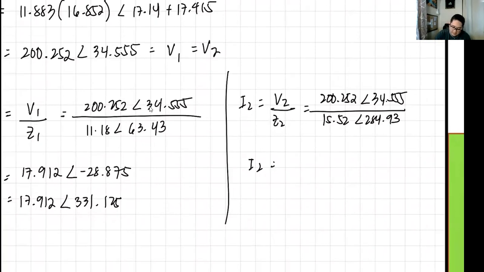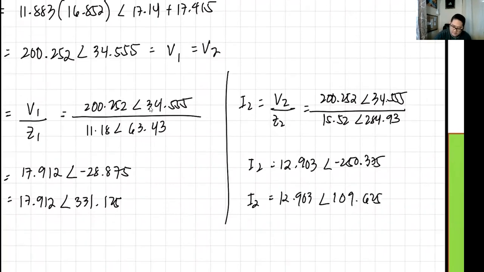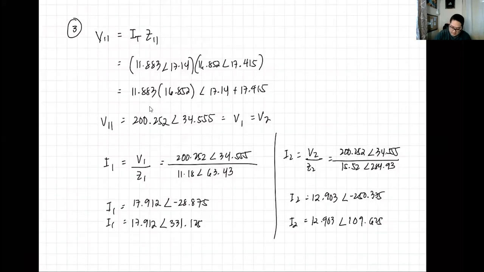So 12.903 angle of 34.555 minus 284.93. That is negative 250.375. Or yung I2 natin will be equals to 12.903 angle of 360 minus 250.375. That is 109.625. Okay. So this will be our current for each branches.